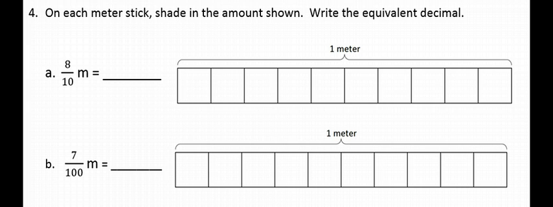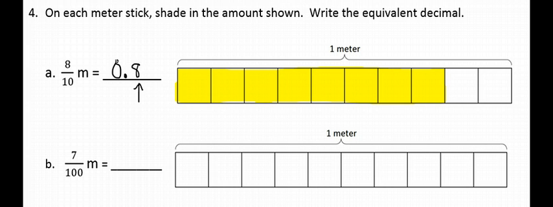In the last section, we're going to shade in the fraction amounts on the meter sticks and then write the equivalent decimals. So question A says 8/10 of a meter. I have my meter here. It's been divided into 10 equal pieces. I just need to shade in 8 of those pieces. So that's what 8/10 looks like on the meter strip. Now to write it as a decimal, we would write 0.8. The 8 is in the tenths spot.